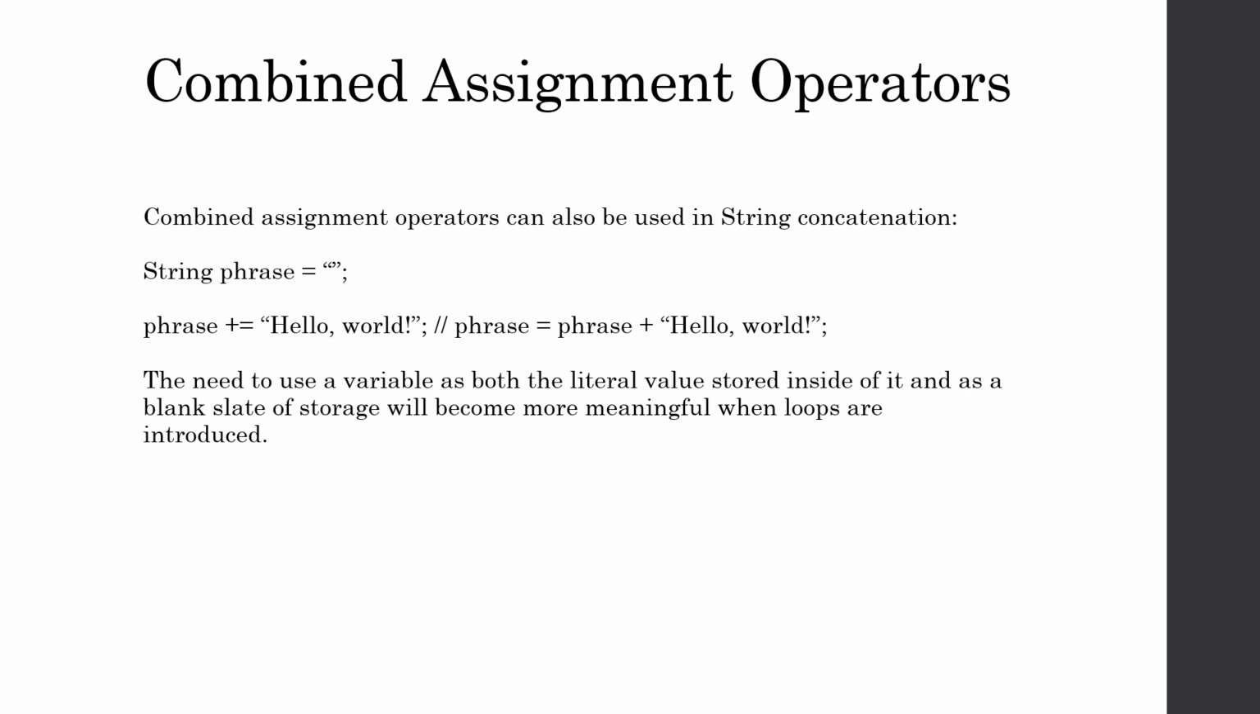That's equivalent to saying phrase equals phrase plus hello world, which basically means that phrase on the right-hand side is going to be interpreted as whatever value phrase currently holds, which is that empty string, whereas phrase on the left-hand side of the assignment operator is going to be treated as a blank slate that's just waiting for some new string to be stored inside of it. So in this case, all this is really doing is taking that empty string, adding hello world to it, and then storing hello world back into our phrase.